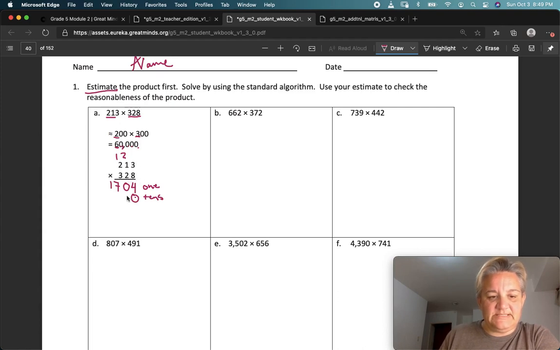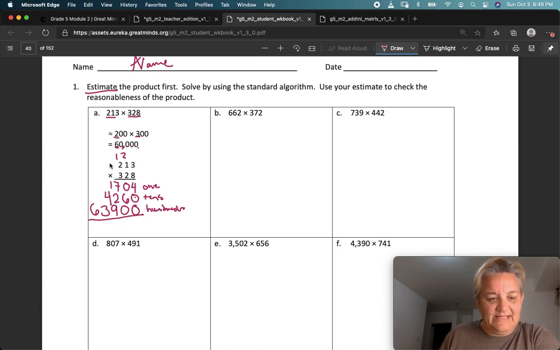2 times 3 is 6. 2 times 1 is 2. 2 times 2 is 4. Okay, and now I have the hundreds. So 2 zeros because I'm doing the hundreds, right? And 3 times 3 is 9. 3 times 1 is 3. And 3 times 2 is 6. Okay, now that I have all of those numbers multiplied, I've multiplied the ones and the tens and the hundreds.